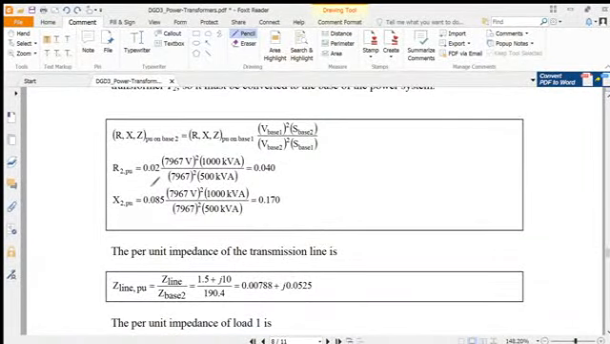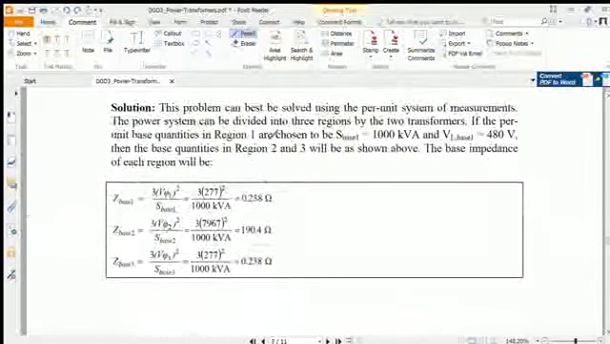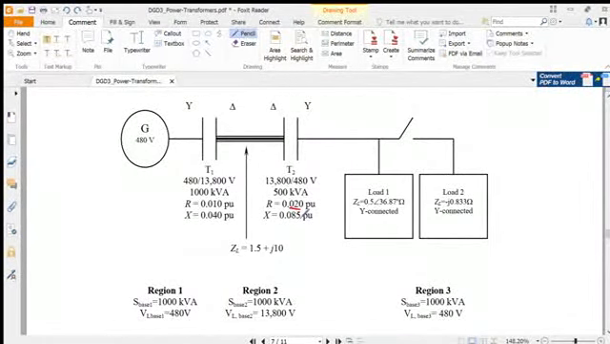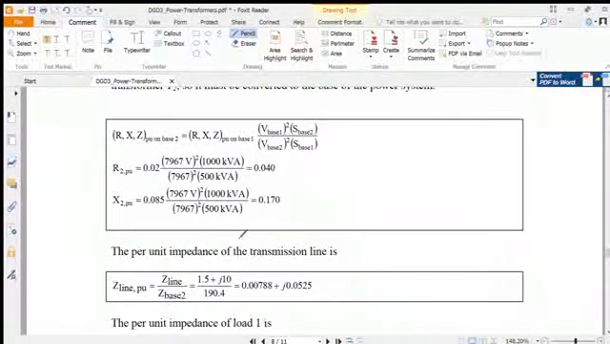So this is the R 0.02 here, and all the values just put over there. There's a similar formula: this is the old and this is the new. Old means the one given in the question. In region 2, all the voltages are the same.